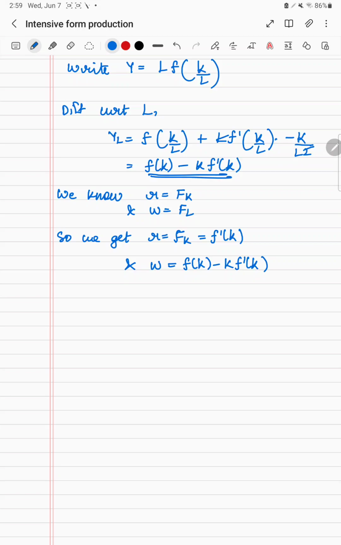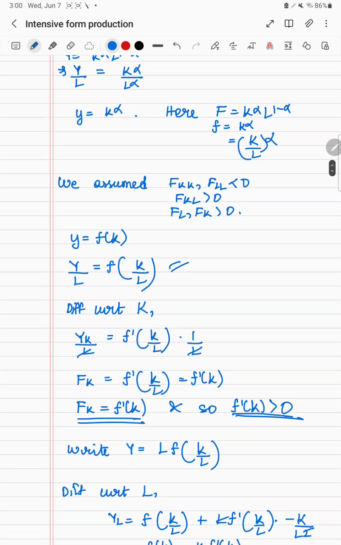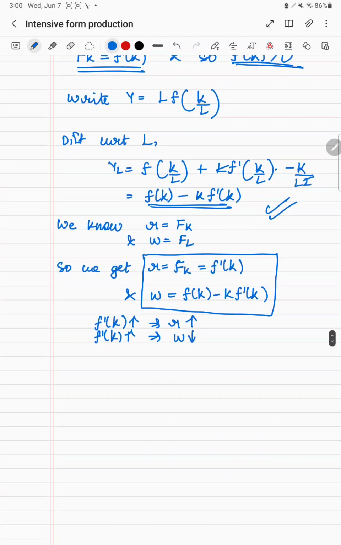Now notice something immediately. R is an increasing function of f dash k, right? So if f dash k rises, R rises. But wage is a decreasing function of f dash k. So if f dash k rises, W falls, right? This is just something for you to keep in mind. Again, this will be explored later on when we look at the dynamics of wages and rental rates. But these two results are really important, and you derive them in this way. So this is as far as the intensive form production function is concerned.